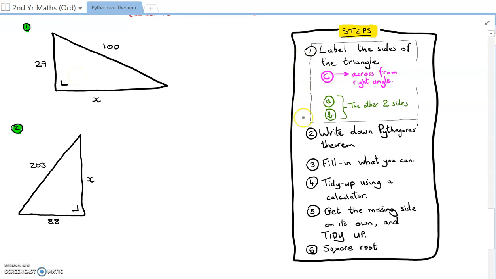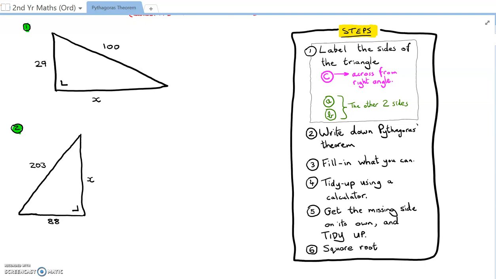The steps are here. You can pause the video right now and try and do those two questions using these steps. When you've tried them and you've gotten some sort of an answer, press play on the video and I will correct them and you can see how you got on. And then in a moment after that, we'll try two more. Okay, give them a go.